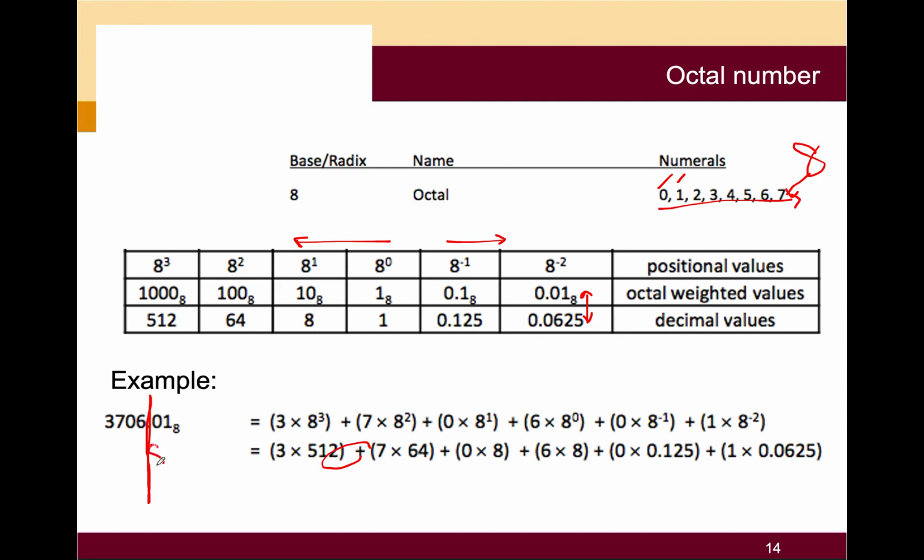From here you will multiply with 8 to the power of negative 1. You will multiply with 8 to the power of negative 2. The same goes here: you will start at 8 to the power of 0, and then 8 to the power of 1, 8 to the power of 2, and lastly 8 to the power of 3. After you multiply all these numbers, you need to add all the values, and you will get answers similar to this step.